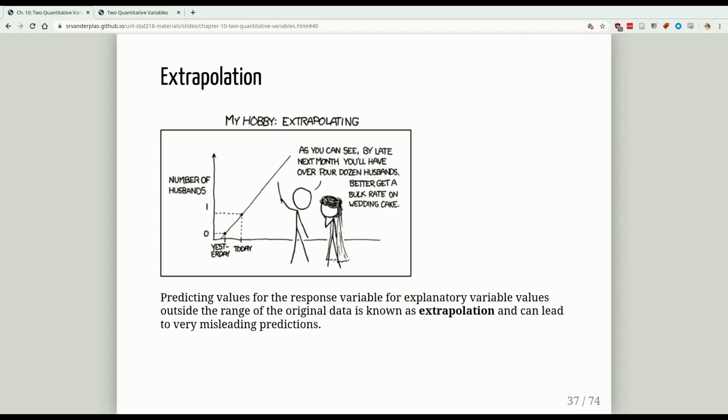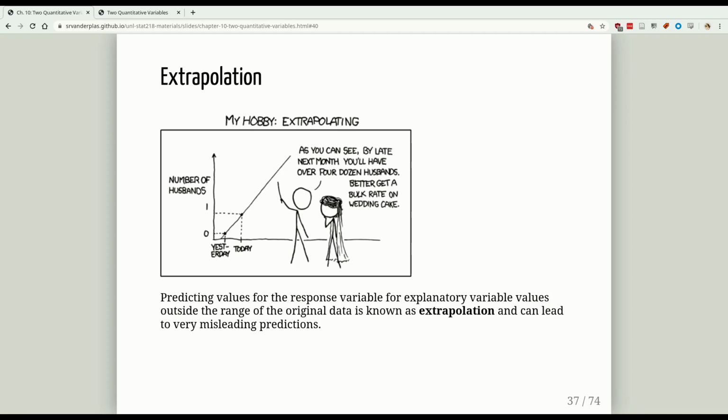Both the correlation coefficient and the slope provide some information about the direction of the association. One thing that we have to be careful of when we are working with linear regression and predicting based on linear trends is we have to avoid extrapolation. If we predict values for the response variable using things that are outside of the range of the explanatory variable that we have, that's called extrapolation, and it can lead to very misleading predictions.